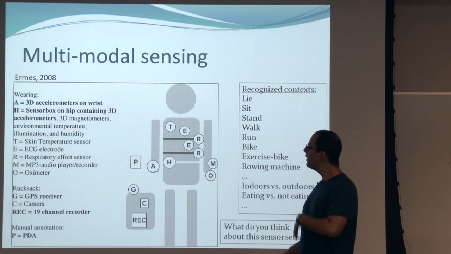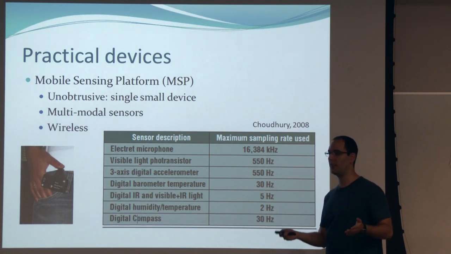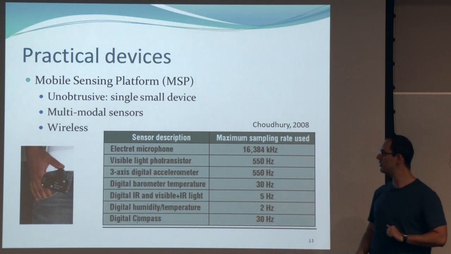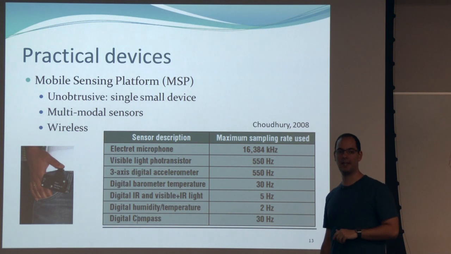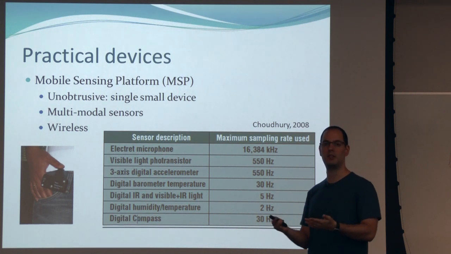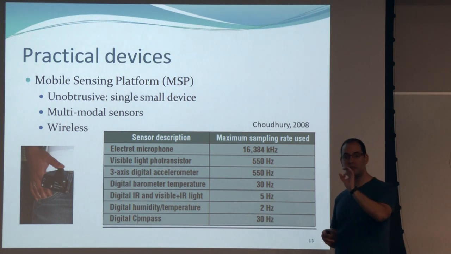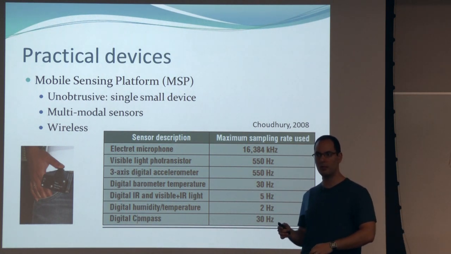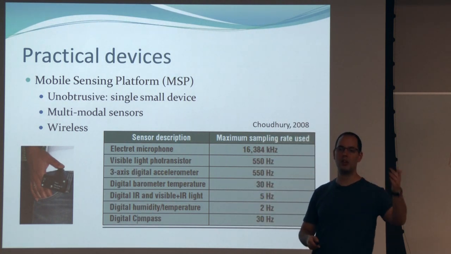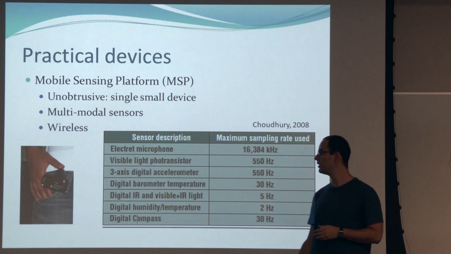Right. So another line of work was to promote the system being more practical and more convenient, and thus more ubiquitous. Like this work by Chudhori and her partners, they developed the mobile sensing platform, and they had several principles that they stated are important in a ubiquitous context recognition system. It should have a small device, just a single device in a single position on the body, and this device should have multiple sensing modalities. It should be wireless, it should have a long battery life. So they suggested these principles and they developed this particular system.